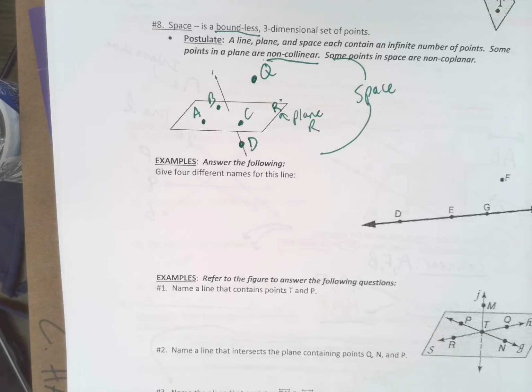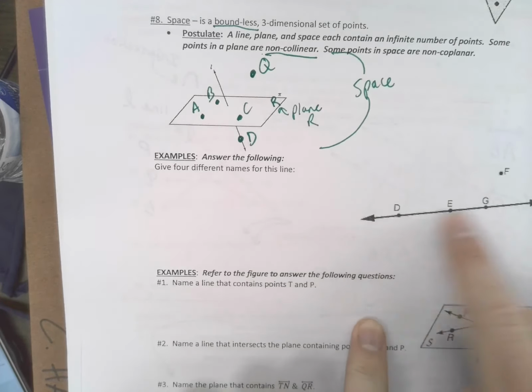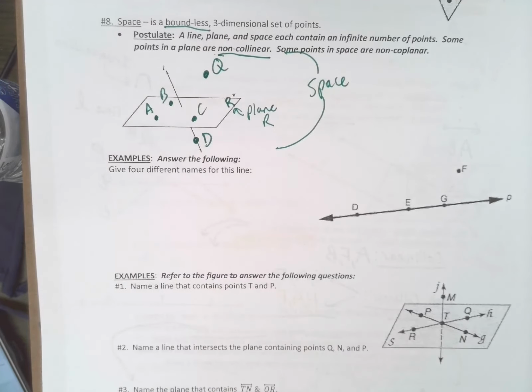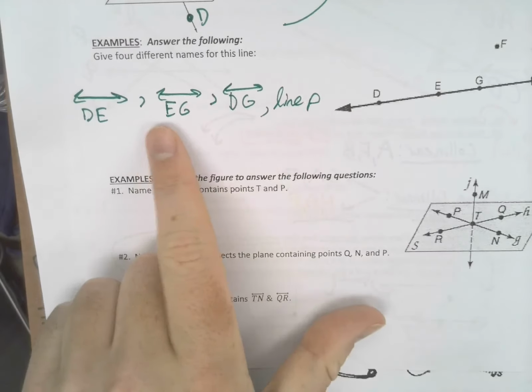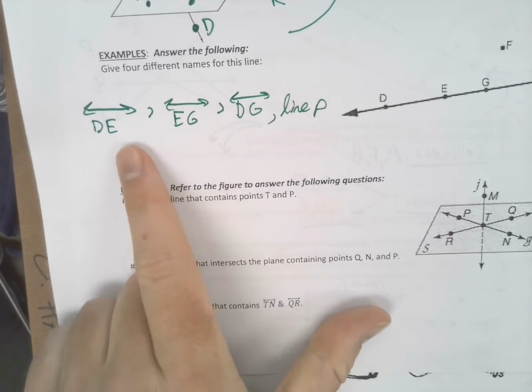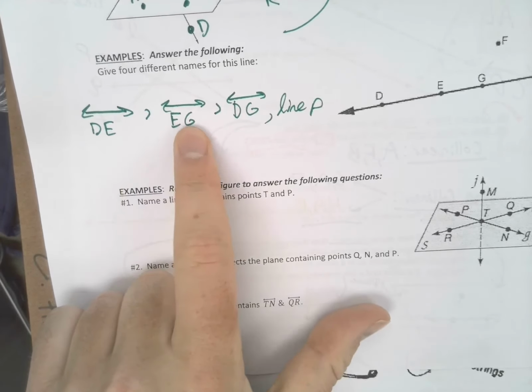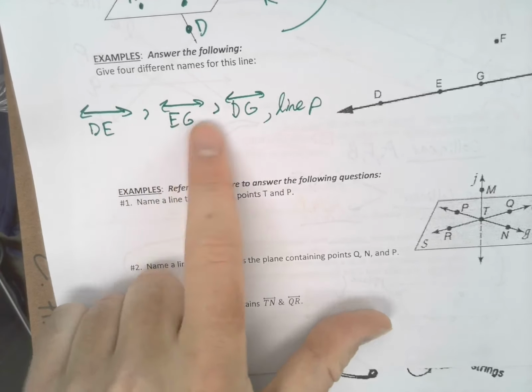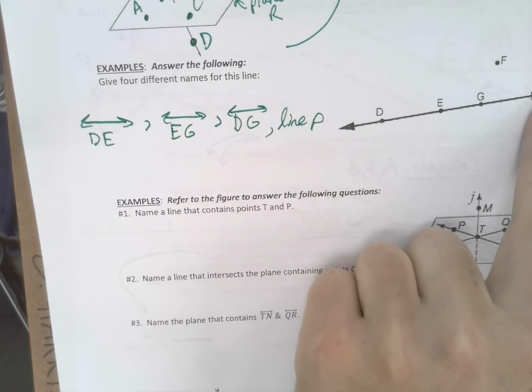Now, I'm going to give you guys a chance to stop and see how many different names you can give me just for this line alone. I'm going to give you a hint. You should be able to give me 4 names. So let's see what you guys got on this one. All right, what are you guys thinking? I know your letters may be in a different order, but hopefully we've got some combination of these three point combos, and then the line name itself, line P.